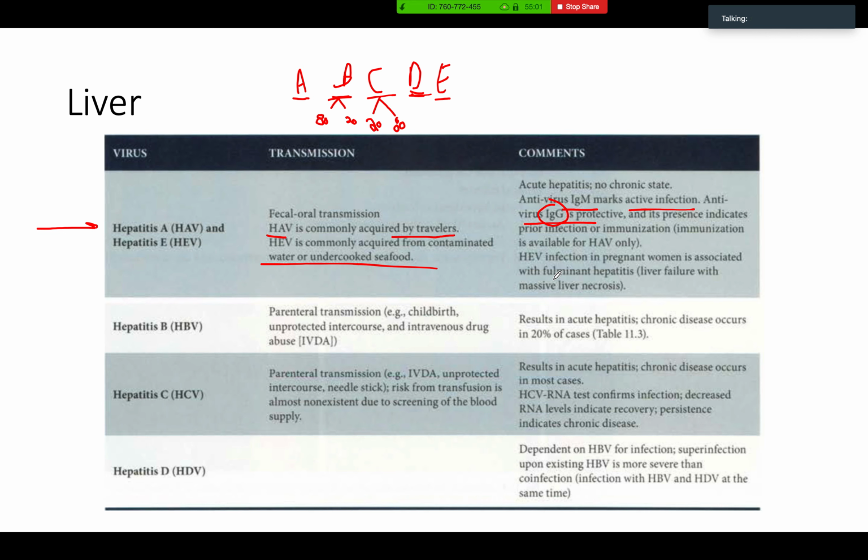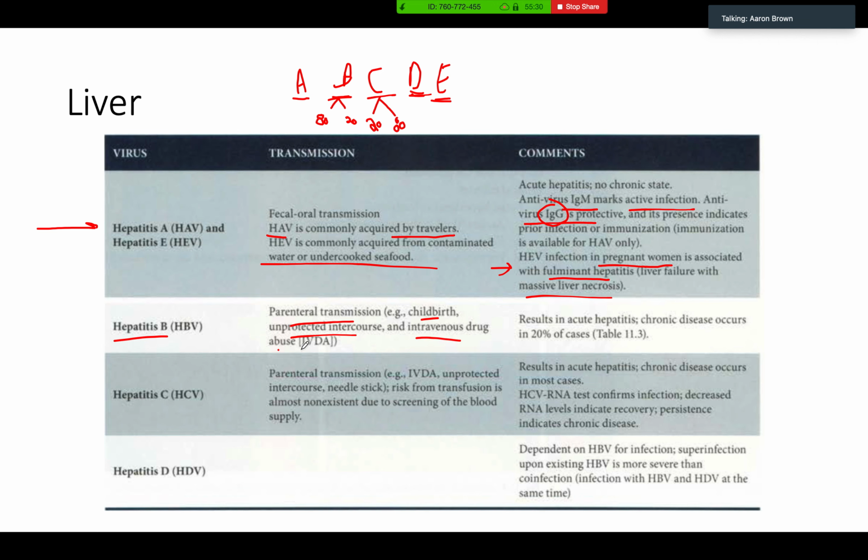Okay? And hepatitis E, the one thing that you really need to know about for hepatitis E is that we worry in pregnant women that your patients can get a complete liver necrosis. In pregnant women only, we worry about a complete liver necrosis. Okay? So whenever you think about pregnancy, hepatitis, and virus, think about hepatitis E, because there is that connection there. Okay. Hepatitis B, parenteral transmission, childbirth, unprotected intercourse.